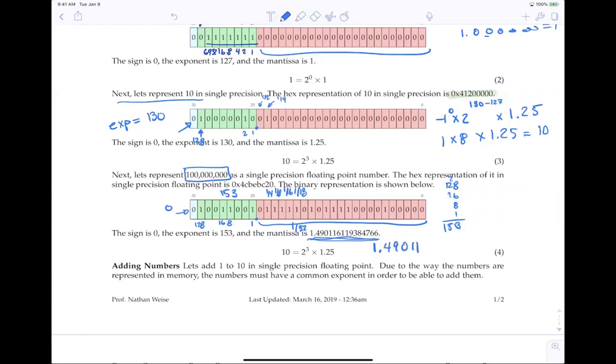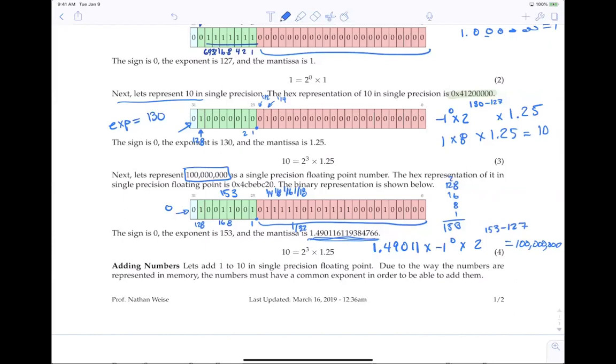Now, spare you the rest. We're going to multiply this by negative 1 to the 0, which we know is 1. And we're going to multiply this by 2 to the 153 minus 127. Now, if you do that, it's not clear here, but if you do it in MATLAB to double check the math, you should get 100 million.